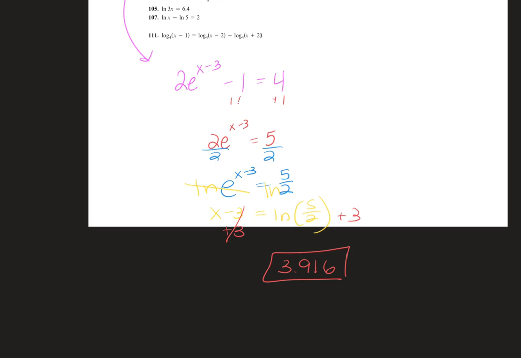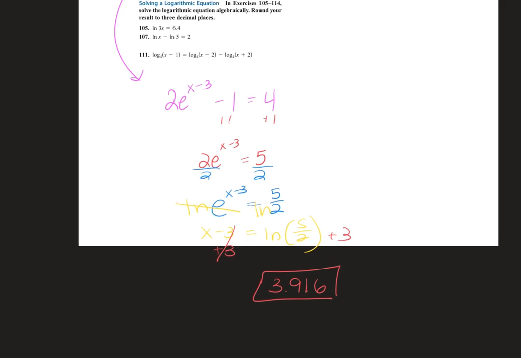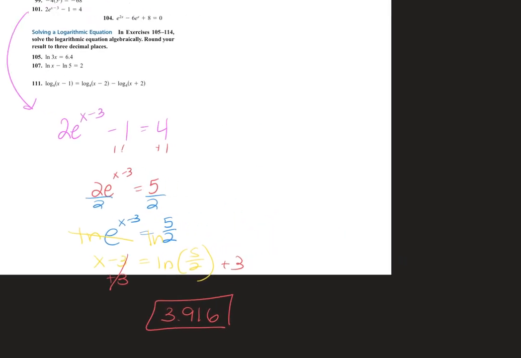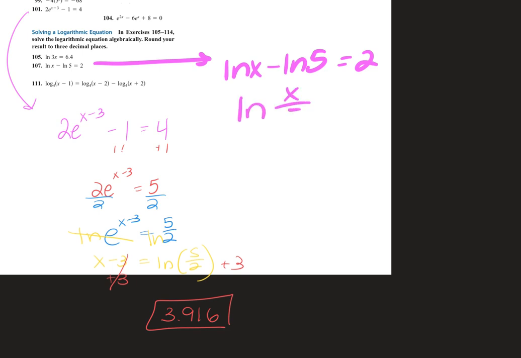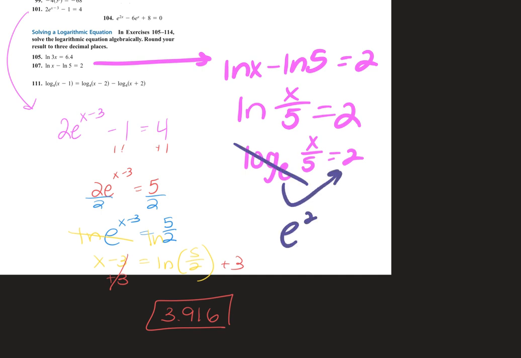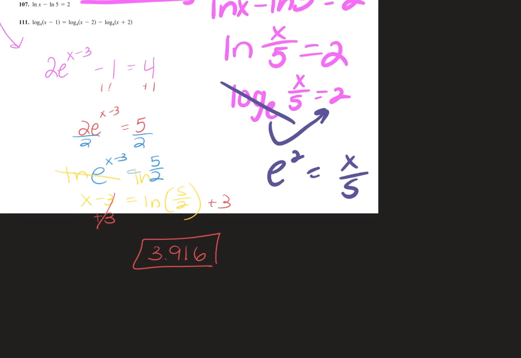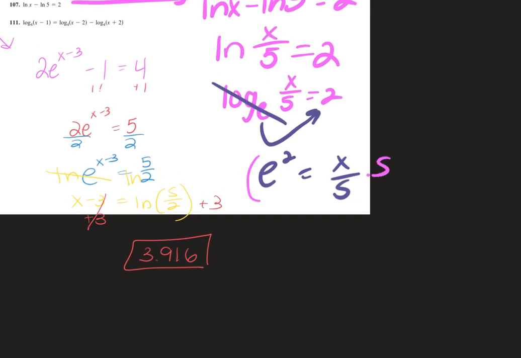Okay, so there's more than one log or ln on one side. I've got to condense it first. Subtraction becomes division. And then there's only one side with the ln, so I'm going to convert it to exponential. So ln becomes log base e of x over 5 equals 2. And then e to the 2 equals x over 5. And then the last thing I'm going to do is multiply both sides by 5.